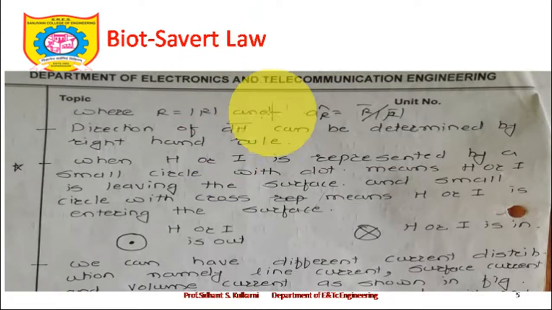Where r is mod of r bar and ar cap is r bar upon r, the direction of dH bar can be determined by the right hand rule. Hold your right hand in such a way that your thumb indicates the direction of current. If the thumb indicates the direction of current, your curled fingers indicate the direction of magnetic field. Just hold your right hand with your thumb facing upward or downward, in any way you can consider. So if your thumb indicates the direction of current, your curled fingers indicate the direction of magnetic field intensity.